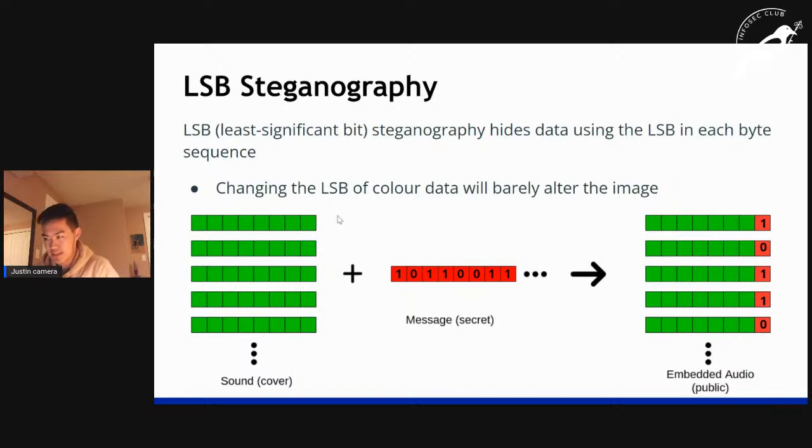And so what LSB steganography is, if we look at this diagram here, imagine this part on the left here is our image file, and each of these rows represent 1 byte within the image file. And so if you remember, 1 byte is 8 bits. That's 1, 2, 3, 4, 5, 6, 7, 8.